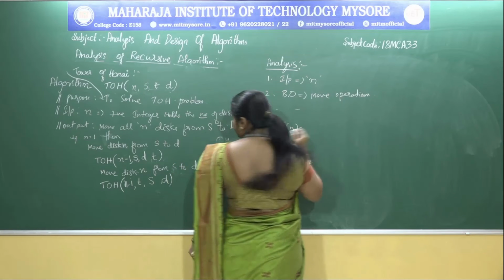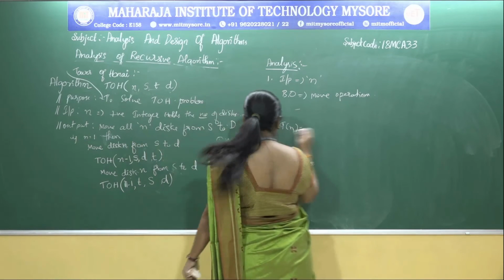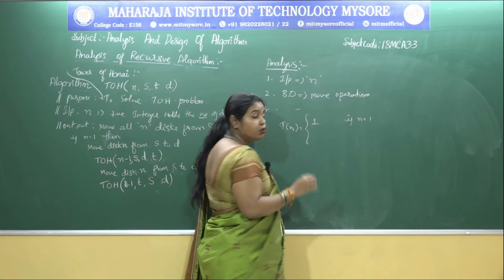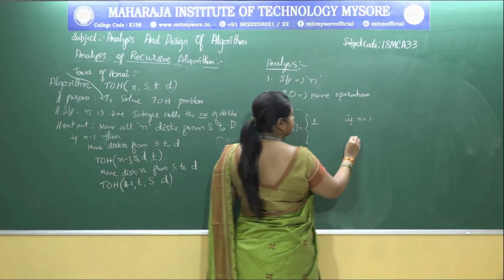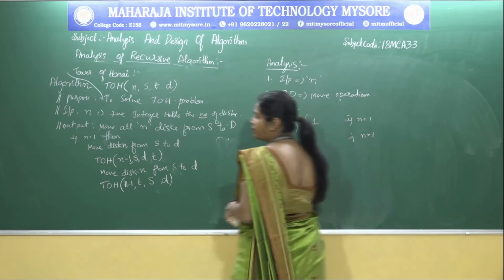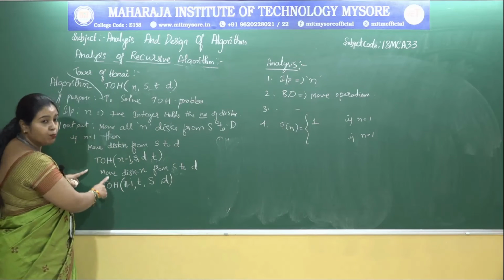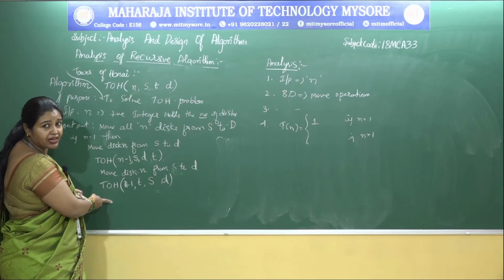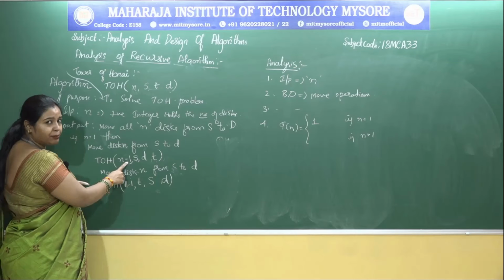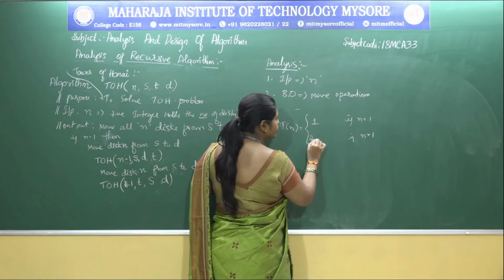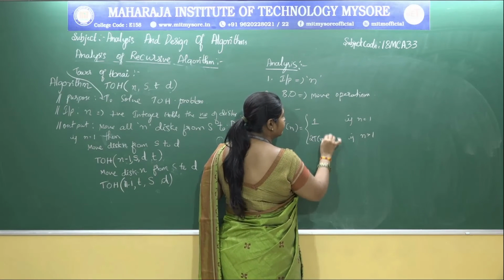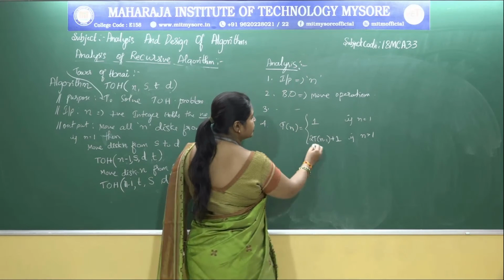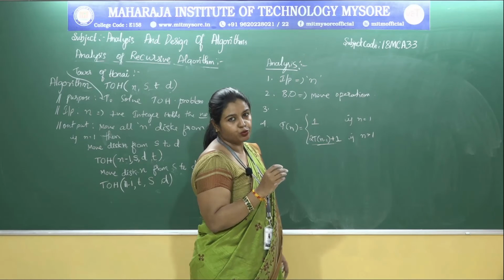T of n is equal to 1 move if n is equal to 1. If n is equal to 1, how many moves? 1 move has to be taken place. And if n is greater than 1, here what is the basic operation? Move, which takes 1 unit of time. Okay, and the rest are n minus 1 recursive calls, tower of Hanoi of n minus 1. Therefore 2 t of n minus 1 plus 1 is for what? Move operation. So now we need to solve this recurrence relation using backward substitution method.